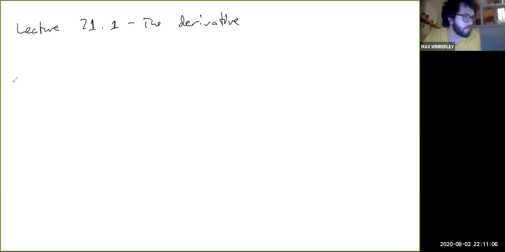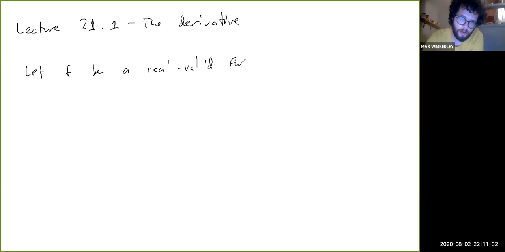What's nice about the derivative is that, given what we've done so far, the definition is very easy to state. So let me give the definition, which I'm sure you've probably seen before, at least in a way that symbolically looks the same. Let f be a real valued function defined on an open interval containing a.